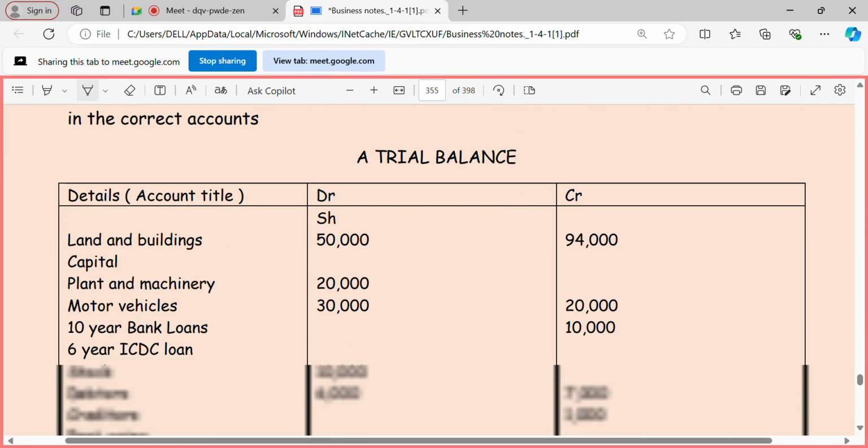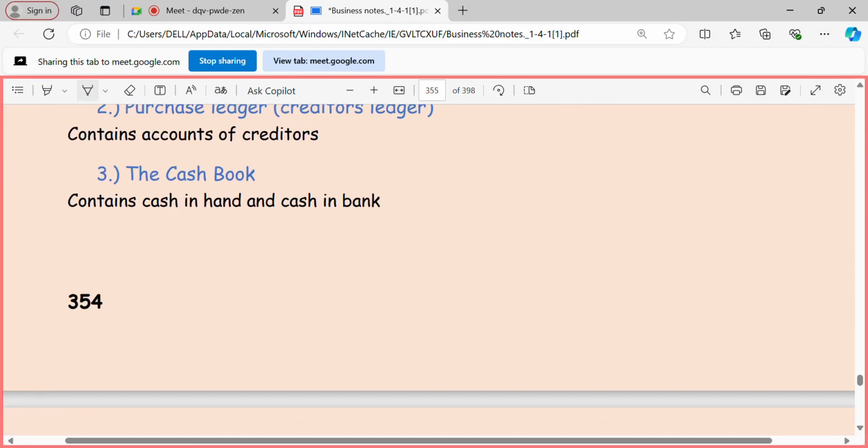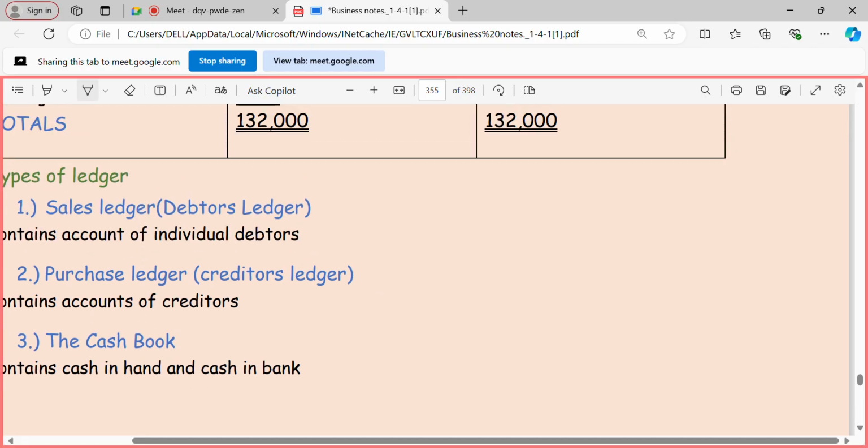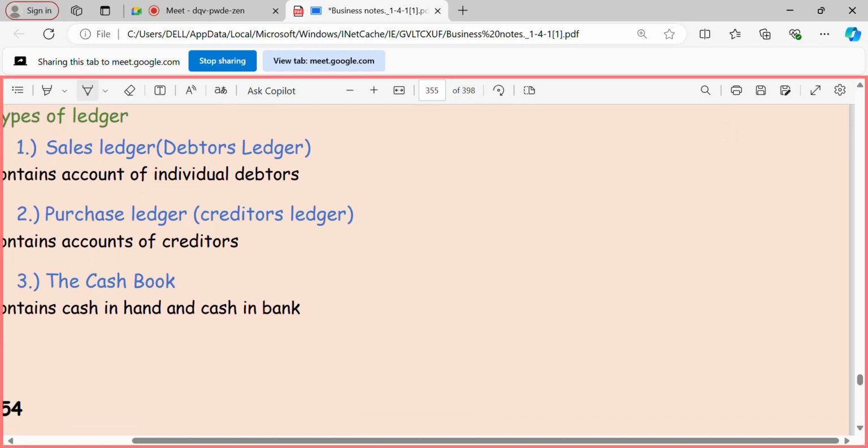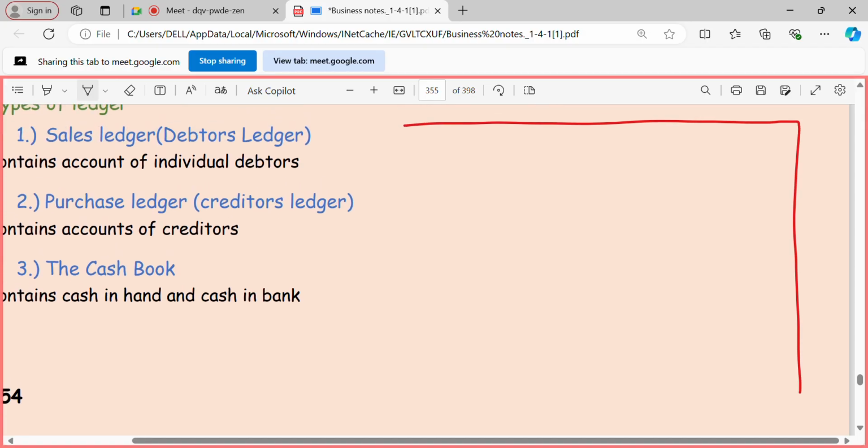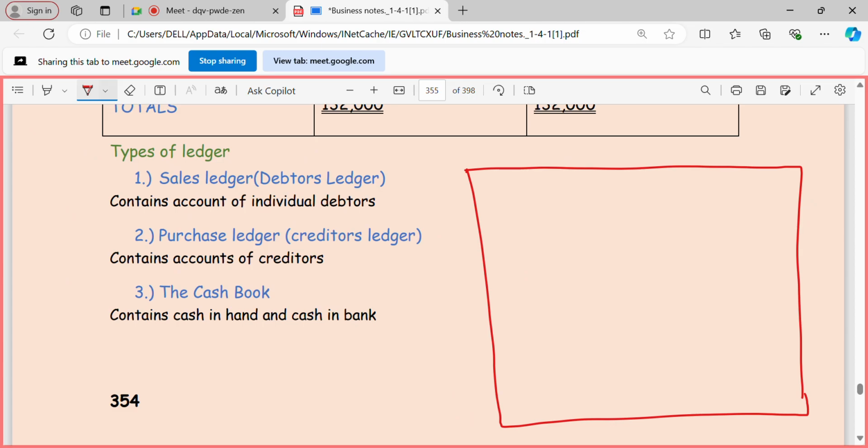So what is trial balance? It is a book of account which summarizes ledger accounts. The function of a trial balance is to summarize the ledger accounts. After you have prepared your ledger, you use the trial balance to summarize it. So when you want to summarize the ledger accounts, use the trial balance.